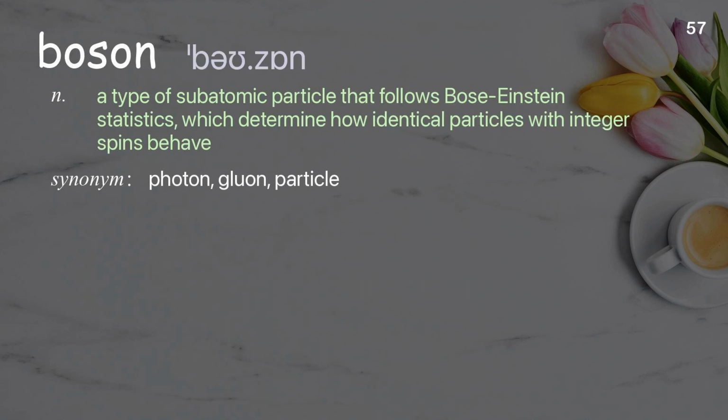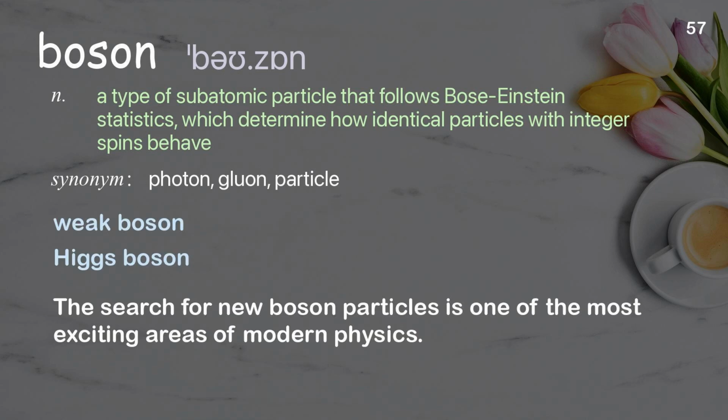Boson. A type of subatomic particle that follows Bose-Einstein statistics, which determine how identical particles with integer spins behave. Examples: Weak boson. Higgs boson. The search for new boson particles is one of the most exciting areas of modern physics.